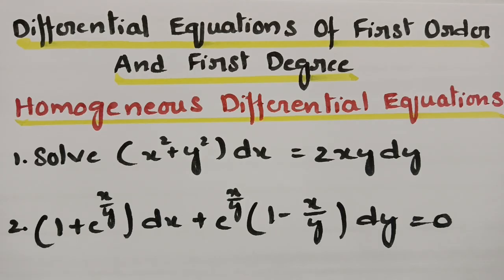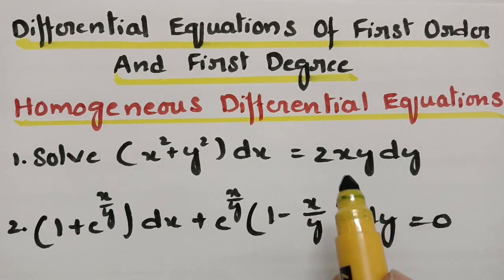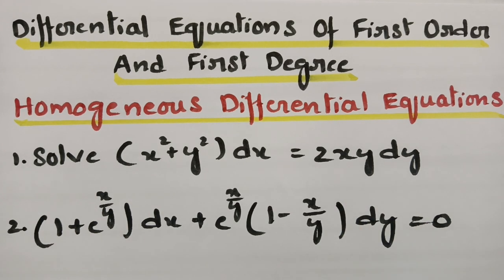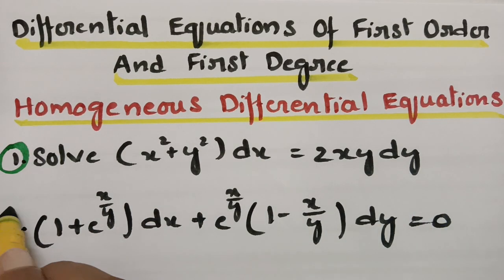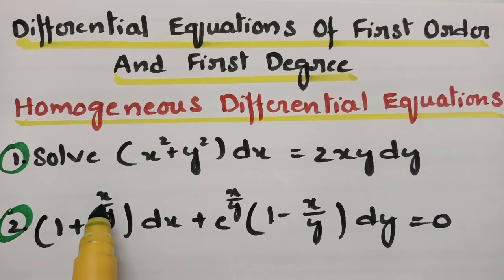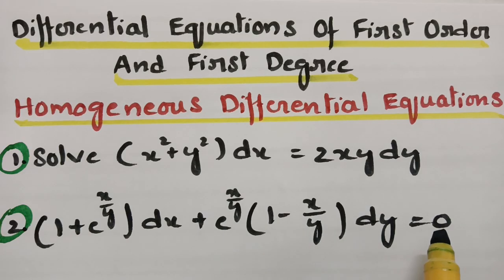And let's get into today's problems. So those are from homogeneous differential equations. Both are of different kind. The first one here is we have to solve (x squared plus y squared) dx is equal to 2xy dy. And the next one here is (1 plus e power x by y) dx plus e power x by y (1 minus x by y) dy is equal to 0. So both are equally important here.